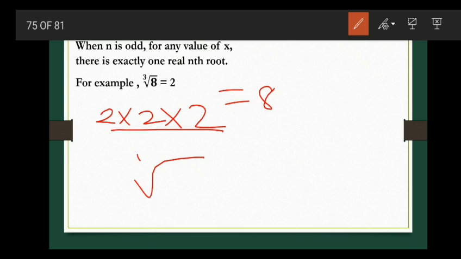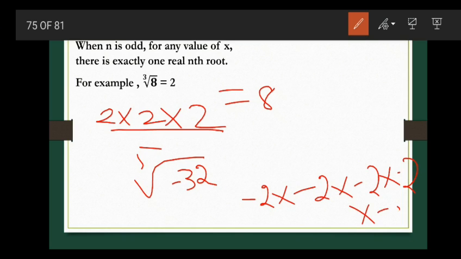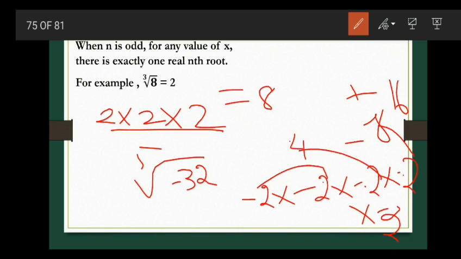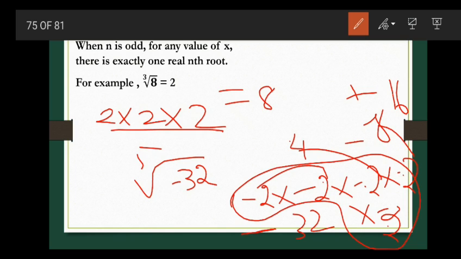Suppose we have the fifth root of minus 32. When you multiply minus 2 five times: minus 2 into minus 2, minus into minus is plus, 2 twos are 4, so here you got 4. Plus into minus is minus, 4 twos are 8, so here you got minus 8. Minus into minus is plus, 8 twos are 16, so here you got plus 16. Plus into minus is minus, 16 twos are 32. So when you multiply minus 2 five times, you will get minus 32.